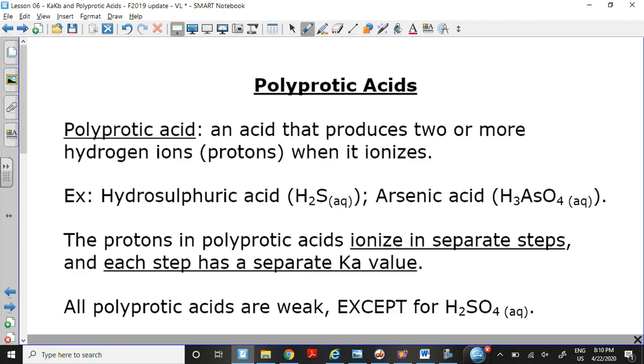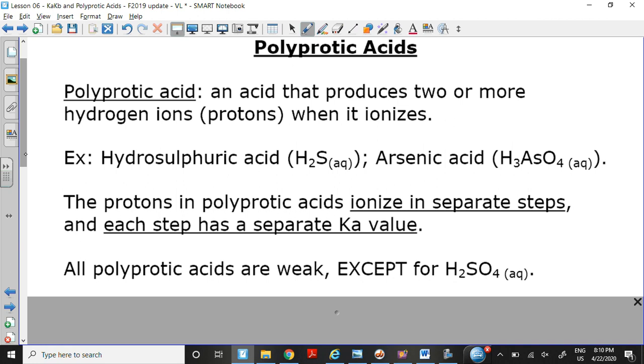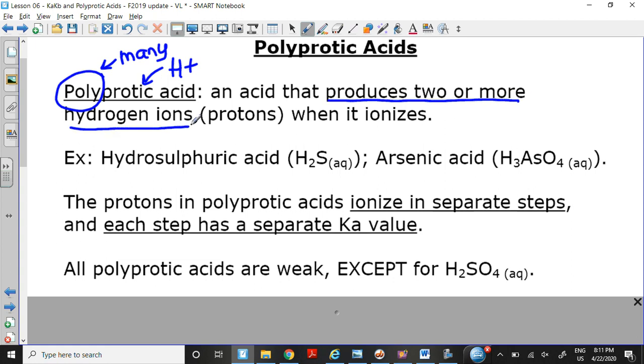Very last thing for the lesson is what happens when you have other types of acids. These ones are called polyprotic acids. Remember in the first example we just did with the weak acid, it mentioned we had a monoprotic acid. Now what happens if you have a polyprotic acid? The word protic still refers to hydrogen ions, but if you've seen that prefix poly, like polynomial in math, it means many. So a polyprotic acid is an acid that produces 2 or more hydrogen ions when it ionizes.